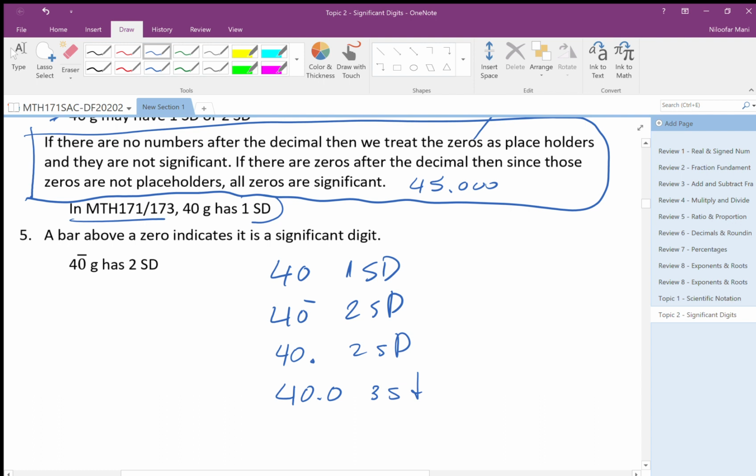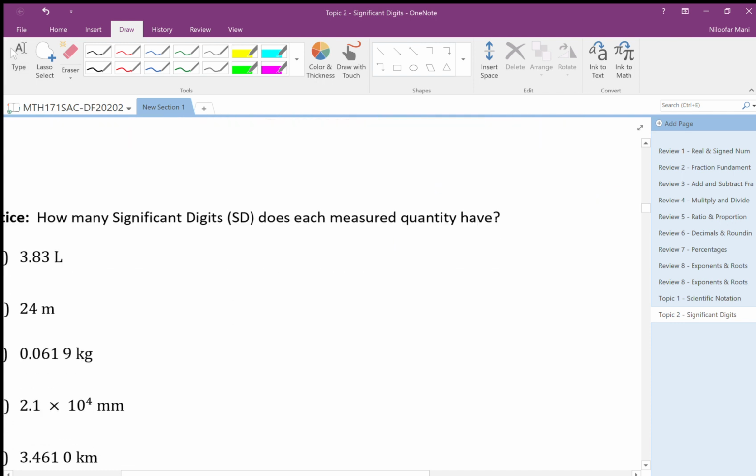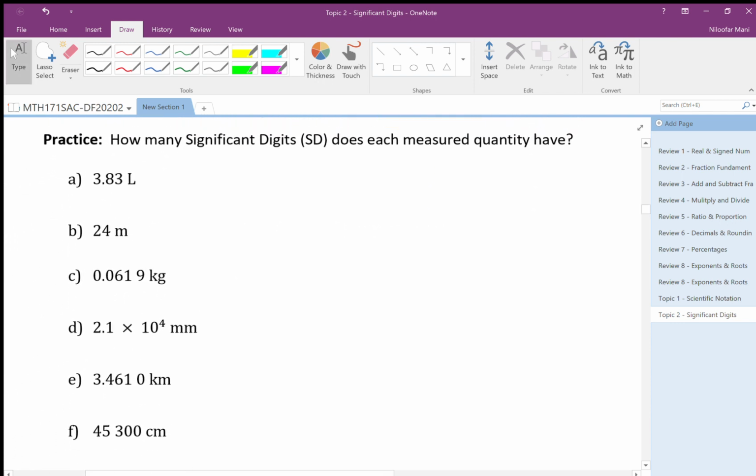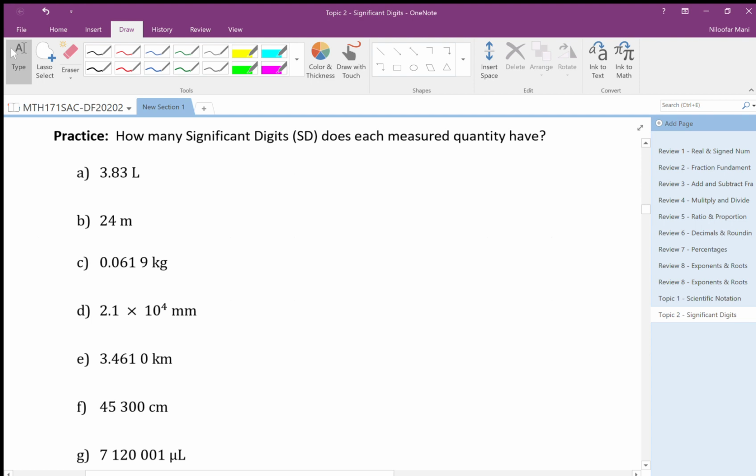So, yes, I can change all of them to lowercase. Now we can talk about this. Here, how many significant digits does each one have? Okay, this one 3, this one 2, this one 3.